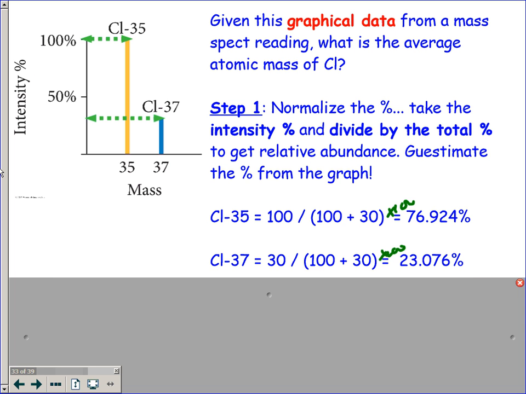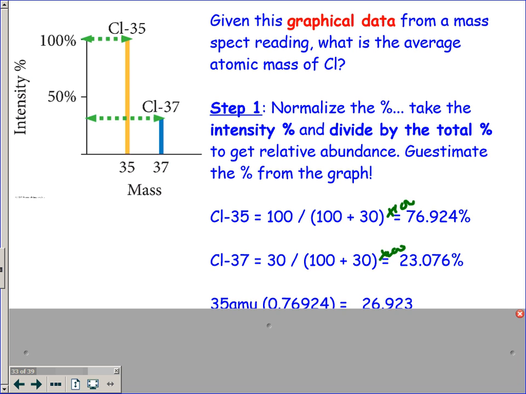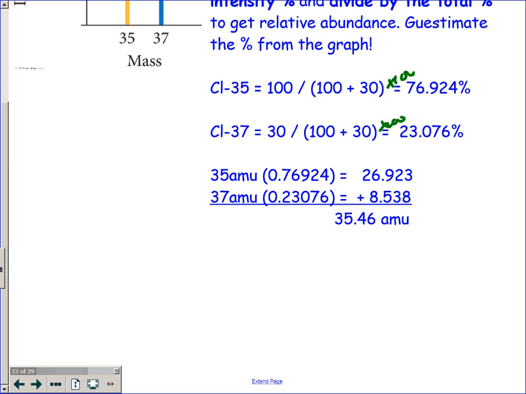Same thing applies. One second, Megan. Once I get my percentages, how do I find the average atomic mass of chlorine? What did I do over here? We'll multiply the percentage, which is the relative abundance, by the atomic weight of that individual isotope. Do that for each of the isotopes you have, and then add them up, and then we're done. I took my atomic mass 35 times its percent, atomic mass 37 times its percent, add them up: 35.46. This one was a little bit better.